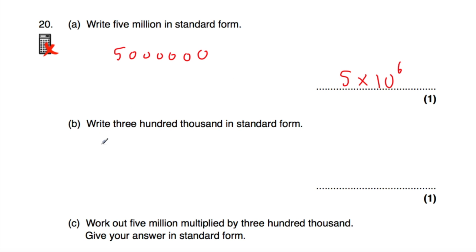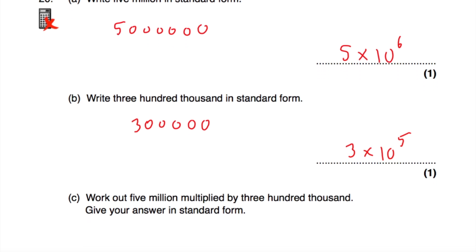Okay, and then part B. Part B says to write 300,000 in standard form. So it's 3 and then 5 zeros. 1, 2, 3, 4, 5. 300,000. And if we wanted to write that in standard form, it would be 3 times 10 to the power of. And because it's just 3 and we were just adding on 5 zeros, it would be to the power of 5. Or again, you could consider the fact that the 3's in the units column, it would move 5 columns to the left, so it would be to the power of 5.